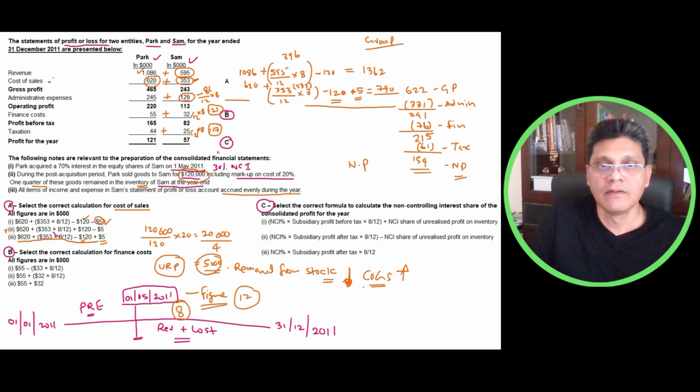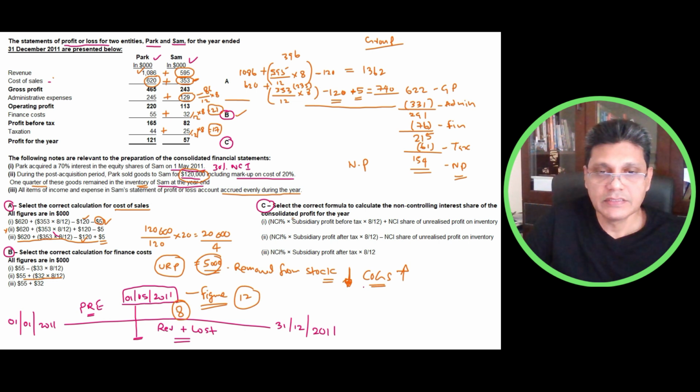Then the B part, what is the finance cost? How did you calculate the finance cost? 55 plus 32 divided by 12 times 8. So you can see 55, not minus, plus 32 divided by 12 times 8. So this is the correct answer, the second one.